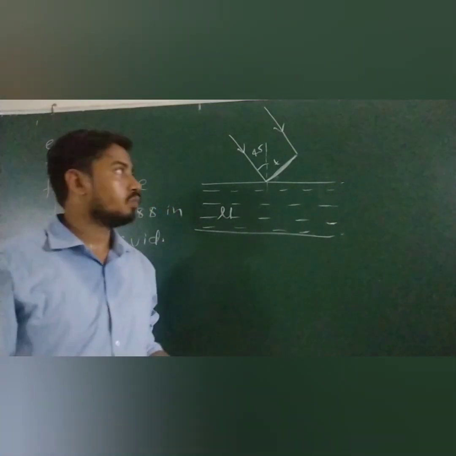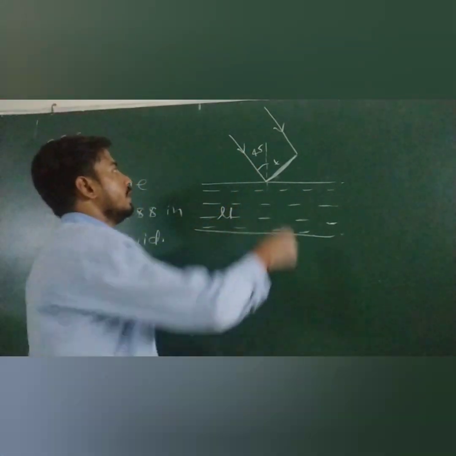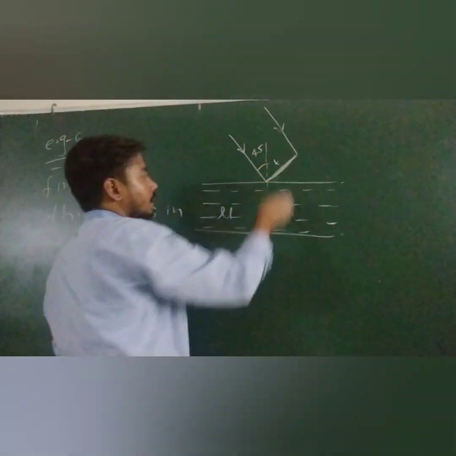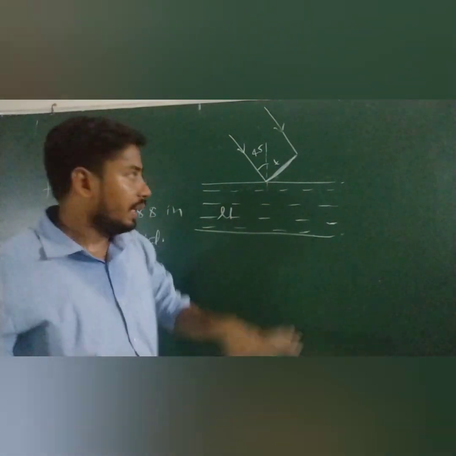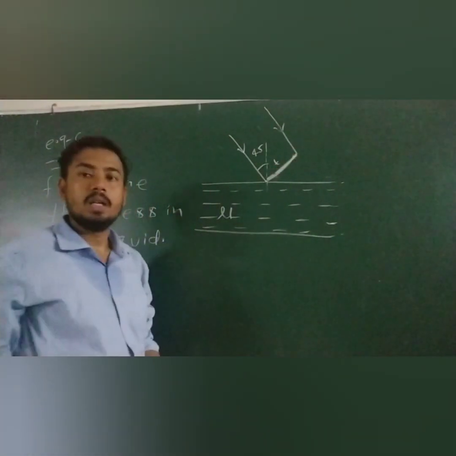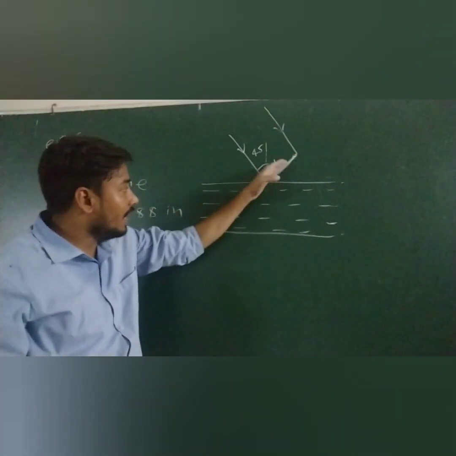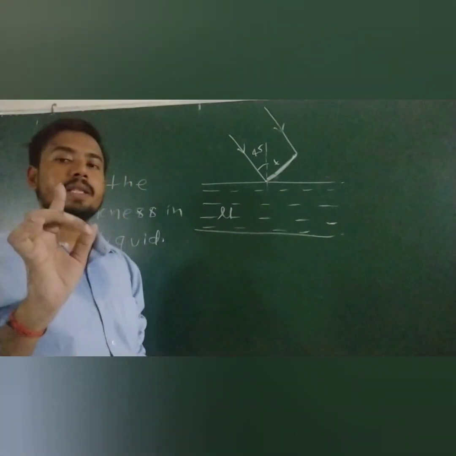Again, I would like to repeat this question. See everybody, this is one kind of ray coming, basically a wave front. Suppose this wave front is coming at an angle of 45 degrees. Right now, its thickness is T. So the question is, when it enters the water, what will its thickness be? Definitely its thickness will change.